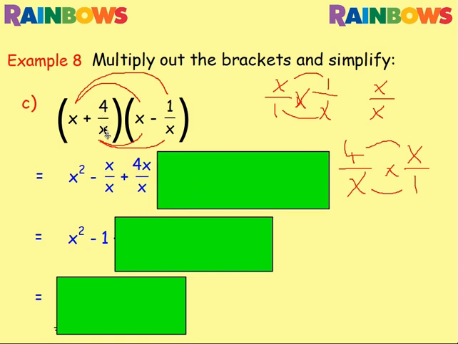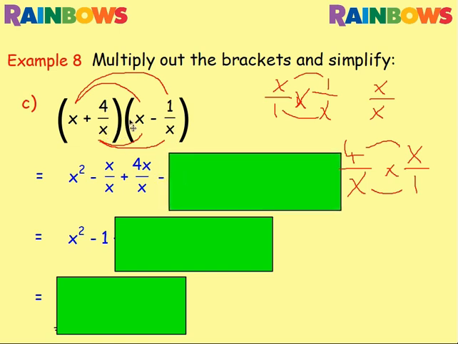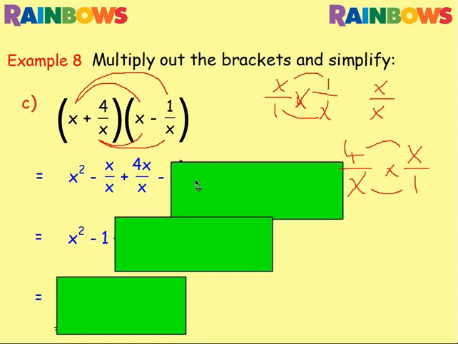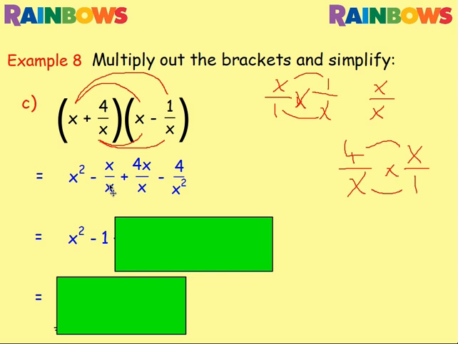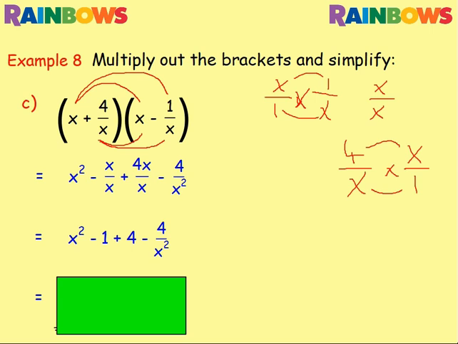And then you've got the 4 over x times by negative 1 over x. You'd have the negative, and 4 over x times 1 over x. Again, multiply the numerators together and then denominators. So 4 times 1 is just 4. x times x is x squared. Do a bit of simplifying. x over x is just 1. Again, x divided by x is 1, or they would cancel out, leaving you just with a plus 4. And negative 4 over x squared would just stay as 4 over x squared with the negative.